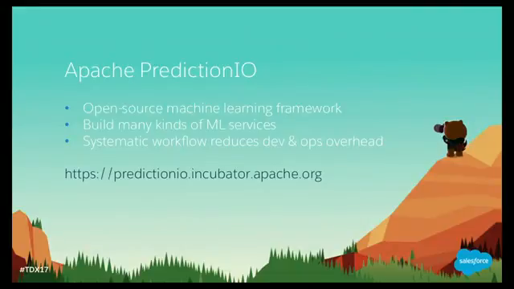Prediction.io itself is essentially a framework to help you write custom machine learning services. Of course, there are a lot of templates and guides and ways that you can leverage what other people have contributed in order to build your machine learning service. But fundamentally, Prediction.io is about building really any kind of ML service you want. What it really provides is a systematic workflow to reduce the amount of development and operations overhead of working with machine learning.